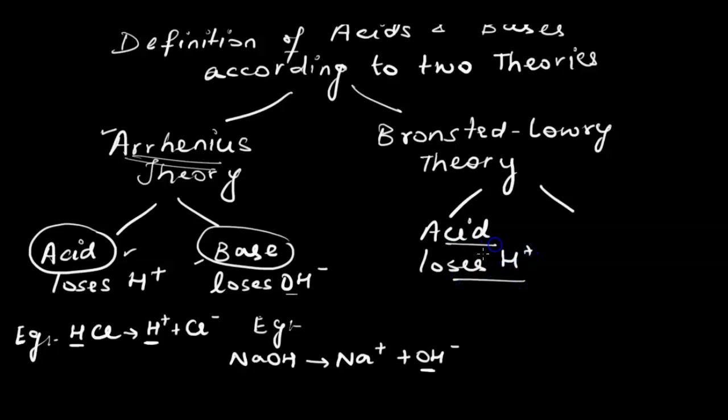So this is correct, same as Arrhenius. Whereas a base has another definition: a base is anything that gains H+ ion. So all those bases that contain OH, for example NaOH, can fit under the definition of Arrhenius theory. However, all the bases that do not contain OH would fit under the definition of Bronsted-Lowry theory.